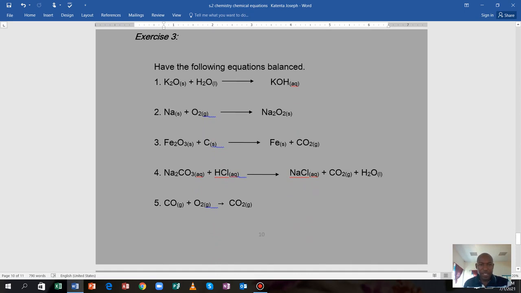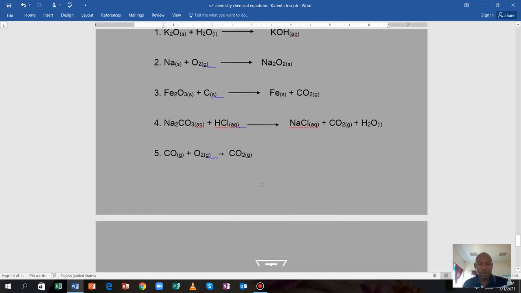Exercise 3. We have the formulae and symbols written for you, so you have one task, balancing the equation.